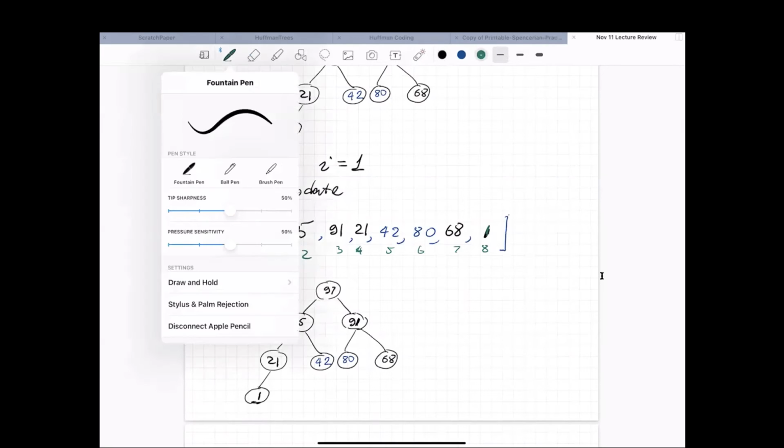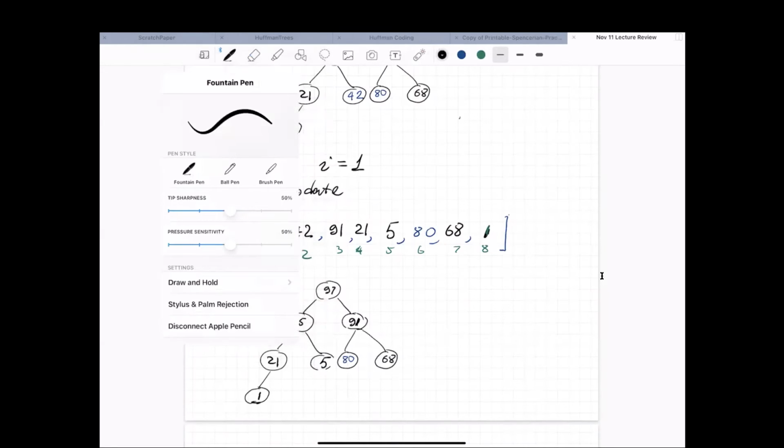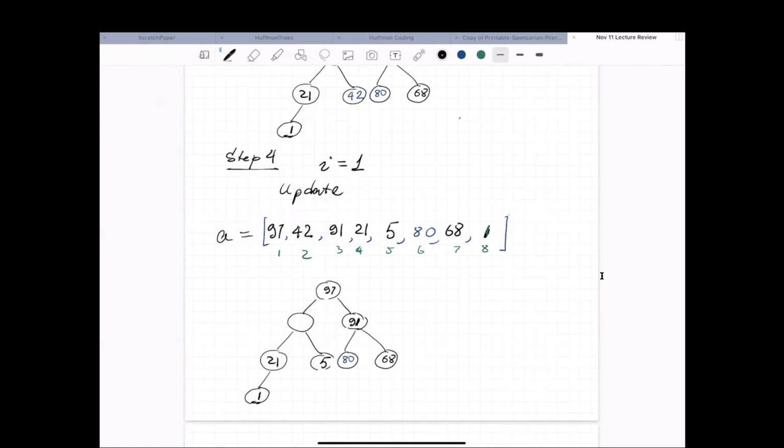Then what's happening? It gets compared to 42 because that's the greater of its two children, and you exchange those two. Exactly. So now this 42 becomes a 5, and this 5 becomes a 42.